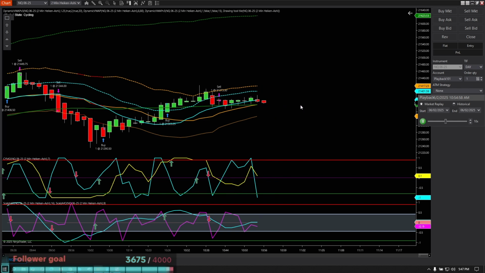Remember, there's only 2 outcomes with the 80 bar VWAP. Either it breaks or it bounces. So let's see what happens. Today was a slow session. I admit that, guys. It was a very slow moving session, and this is where your patience pays off.